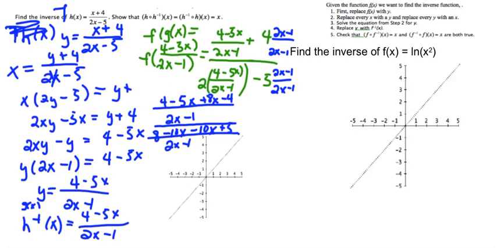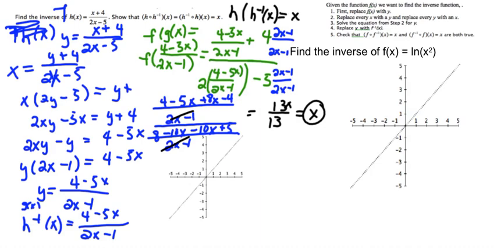For sure I can see the 2x minus 1's cancel, without a doubt. So what I'm going to come up with looks like 13x, because the 4's cancel, over, looks like the 10x's cancel, over 13. Oops, there's a 13x there. That's equal to x. I was able to prove that's equal to x. So what I really found was h of the inverse of h is equal to x.